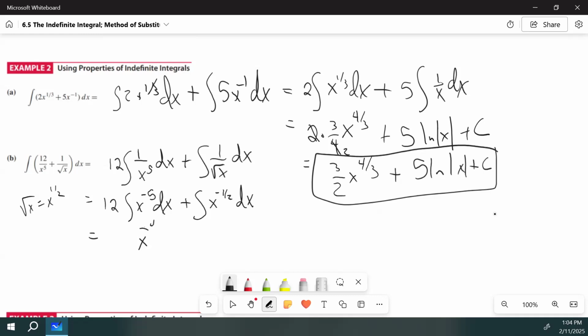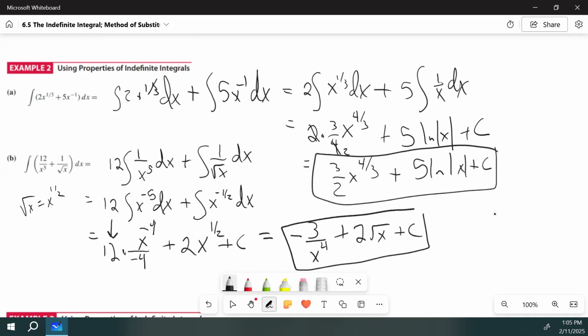And then that is going to divide by negative 4, but this is still multiplying that 12 right there. Plus x to the negative 1/2, add 1, you would have 1/2. The reciprocal is 2. Don't forget your plus c. All right. So 12 times the negative 1/4 would give us negative 3, and that would be over x to the 4th, plus 2 x to the 1/2, which is the same as the square root of x, plus c. Okay. So not too shabby there.